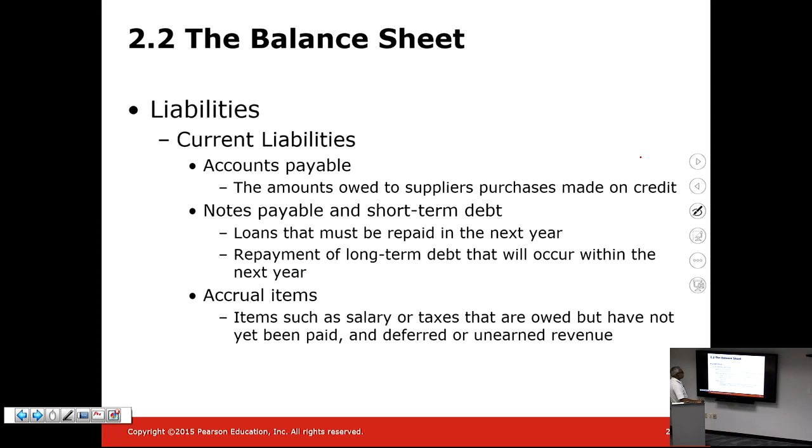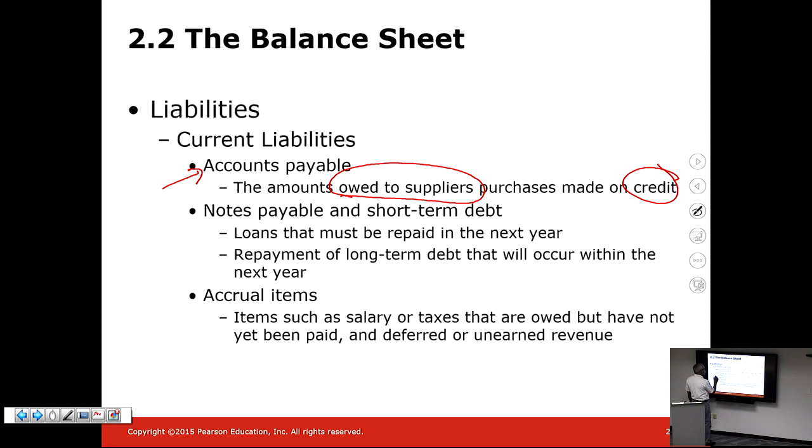Okay, under liabilities, the main items that we have are accounts payable, things that the company has acquired but has not yet made payments to their suppliers, because those items were acquired on credit, so the company may have 30, 60, 90 days to make those payments. The company is liable for them, but they have not yet fulfilled that liability.